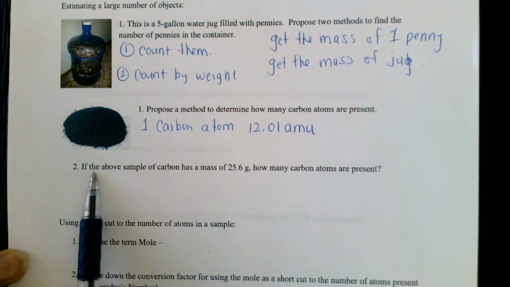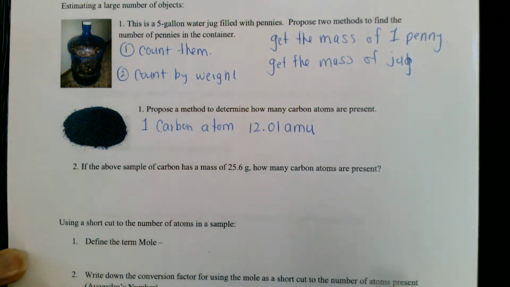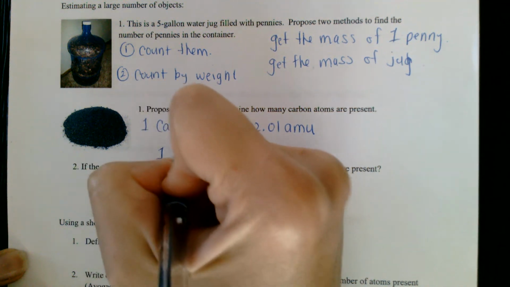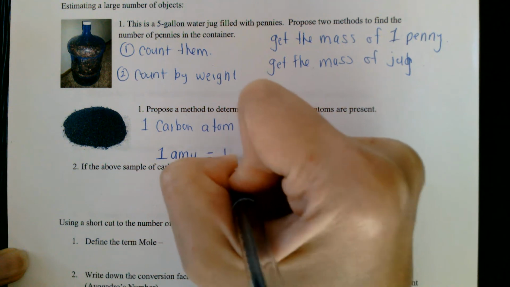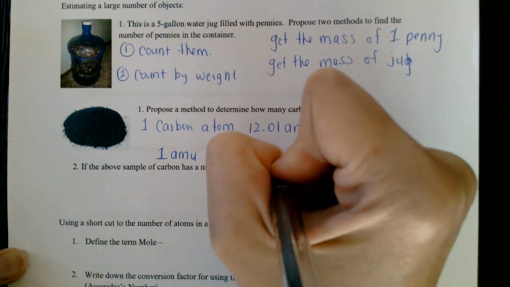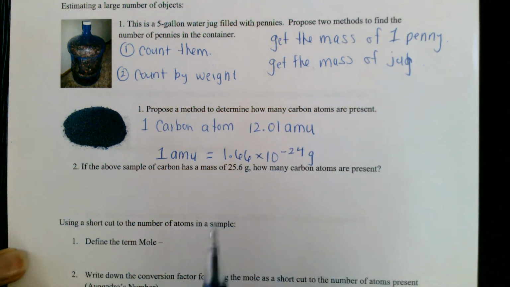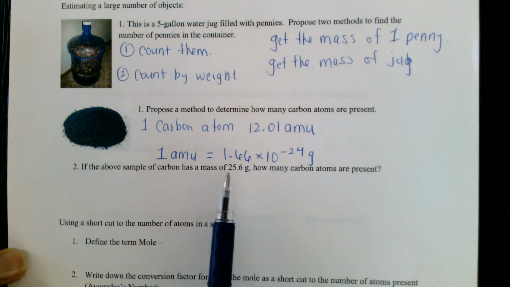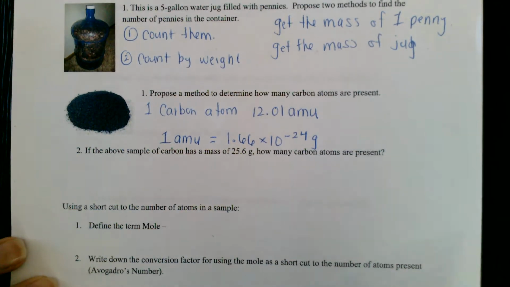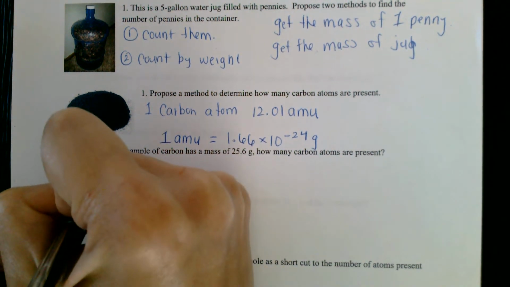Okay, here we're actually going to do that. If the above sample of carbon has a mass of 25.6 grams, how many carbon atoms are present? In order to do this, we need 1 conversion factor, and that's 1 atomic mass unit is equal to 1.66 times 10 to the minus 24 grams. Atomic mass units is a mass scale; grams is another mass scale. Now that we have that, we can solve. We're going to use simple dimensional analysis here. 25.6 grams of carbon.